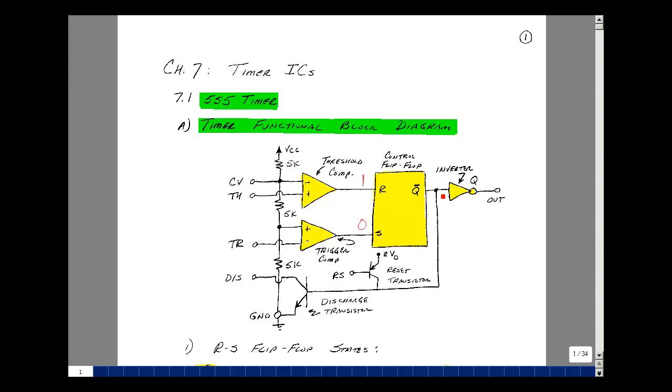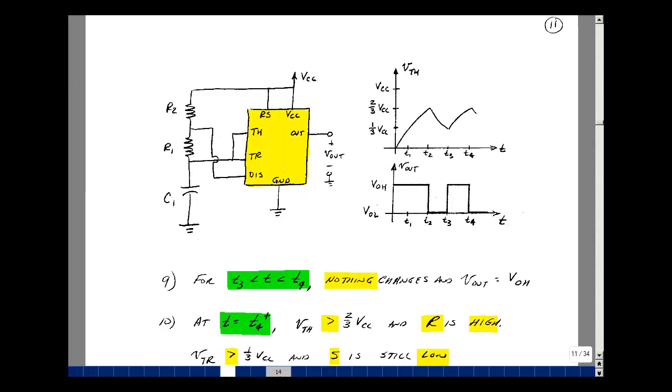Output goes low, complement goes high. I'm going to saturate the transistor. So the output's going to go low, and when we saturate the transistor, we now put R1 in parallel with C1, so we begin to discharge. So at time T4 plus plus, we've dropped below 2/3 VCC again. So let's see what happens.